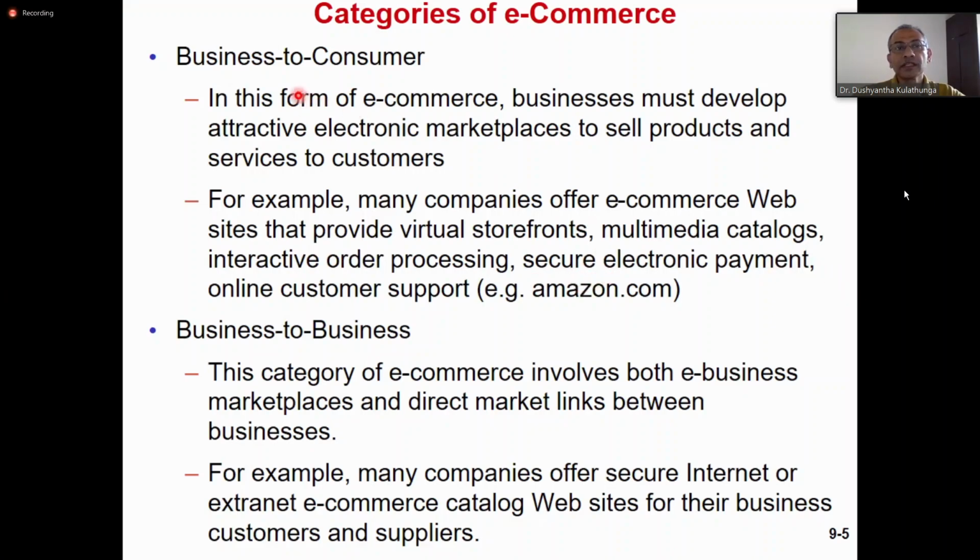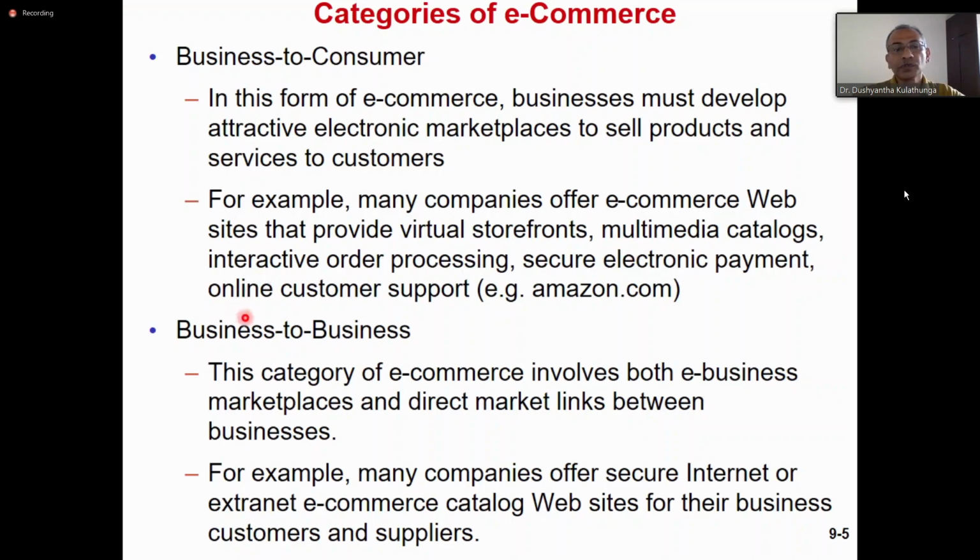Also, in this business to consumer environment, the organization should provide a secure electronic payment method, because security of payment is of concern to the customer. If the payment mode available is not secure, the customer may be hesitant to make payment or may not make payments. So a secure electronic payment mechanism should be arranged by the organization in order to facilitate these e-commerce transactions.